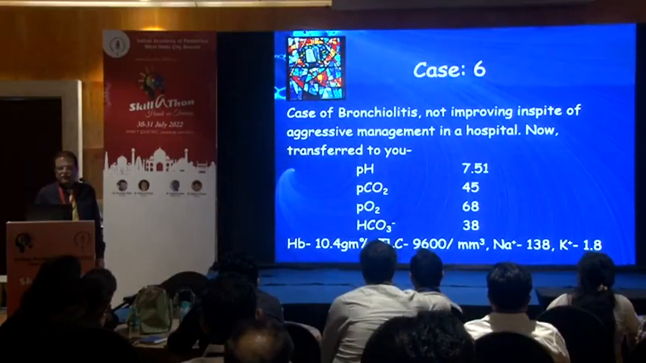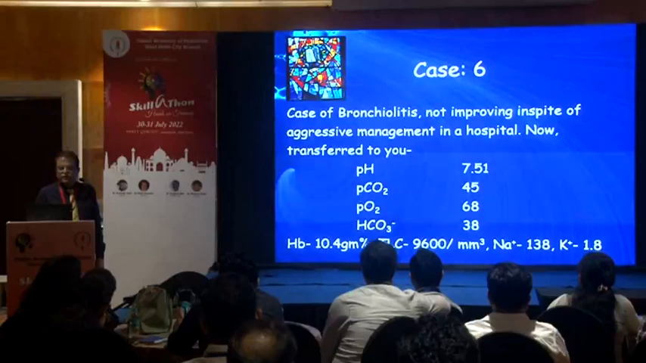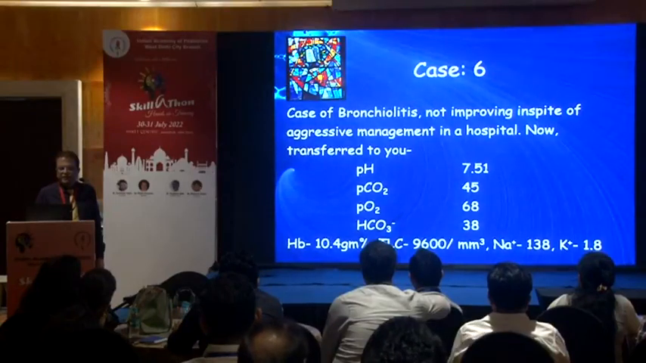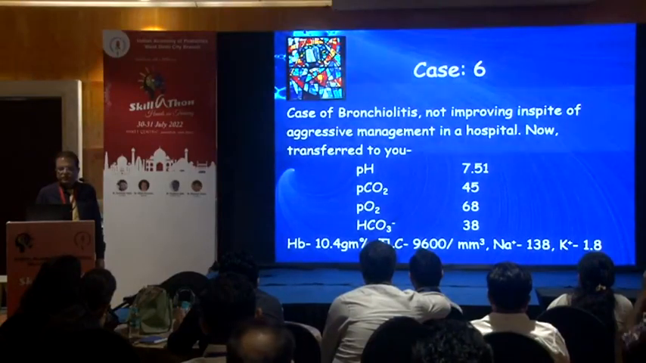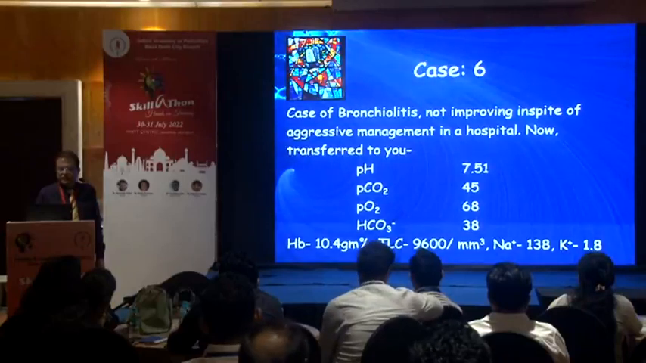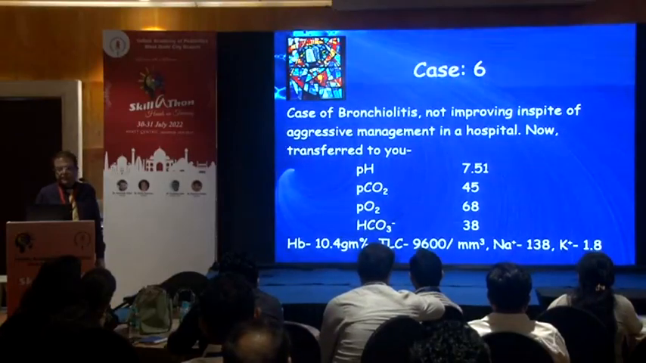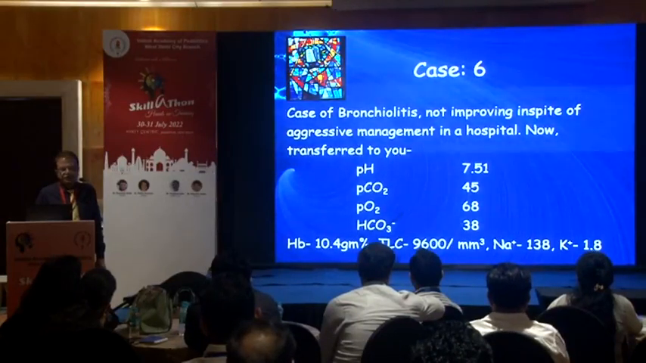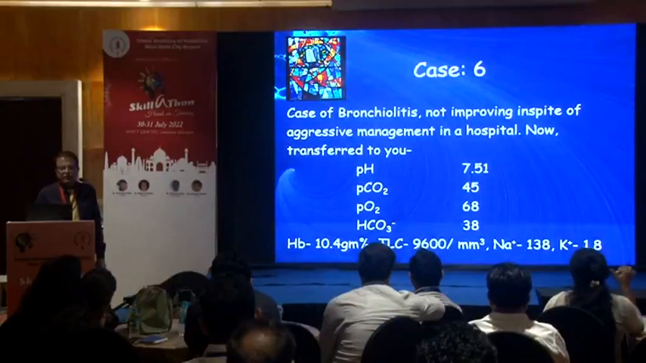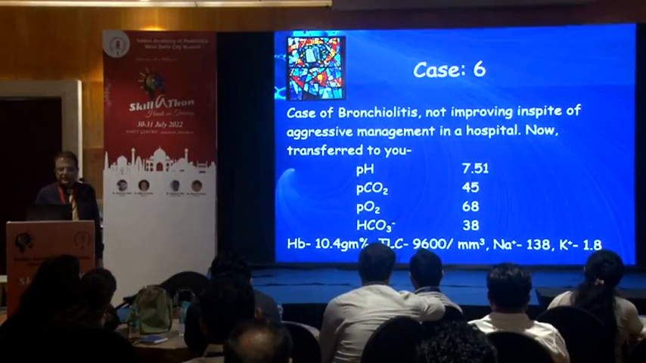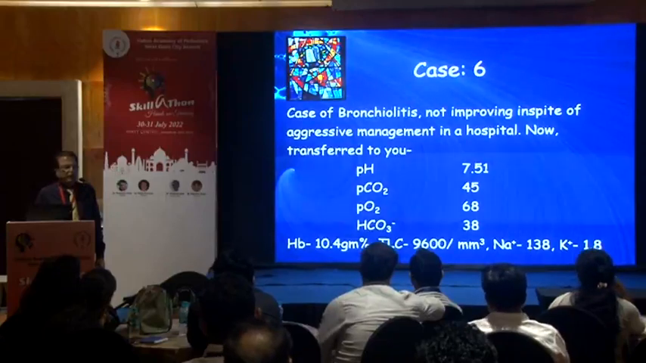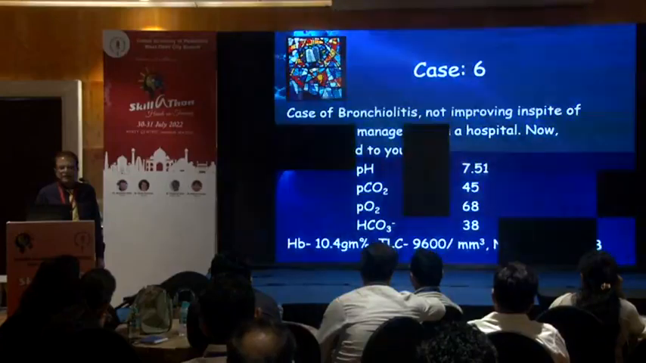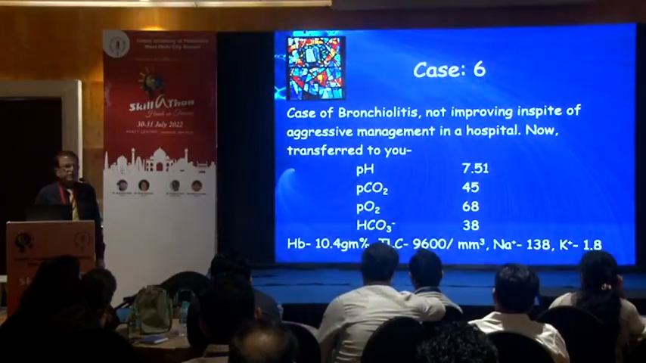Now it's transferred to you with a pH of 7.51, CO2 is 45, O2 is 68, and bicarb is 38. Hemoglobin is 10.4, TLC is 9,600, sodium 138, potassium 1.8. So pH is alkaline. CO2 cannot account for it. It is high; it should have caused acidosis. PO2 is reasonably okay, acceptable on whatever oxygen it is getting. Bicarb is 38, too high. So bicarb must be the cause of the high pH, and CO2 which is rising is trying to compensate for it.